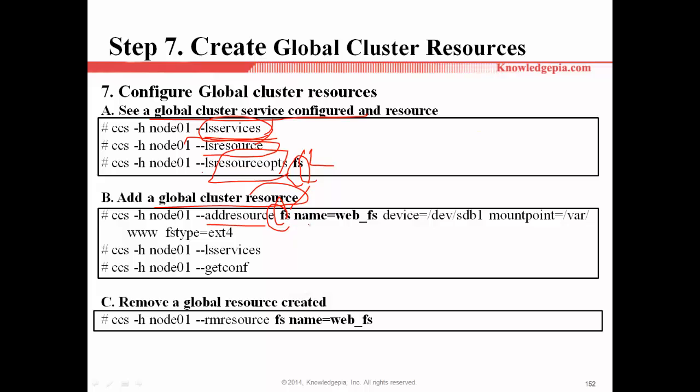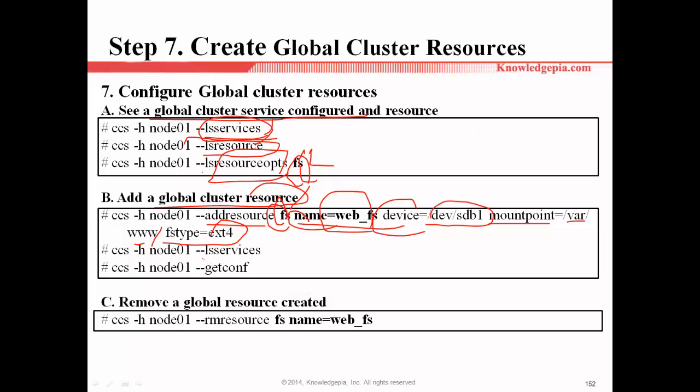And this file system needs this kind of options. Name first, in my case, web underbar fs. And for the file system, we need the device, in my case, like this, dev sdb1, for example. And the mount point, this web file system needs the mount point, in my case, here, var www/html, like this. And the file system, I will use ext4.